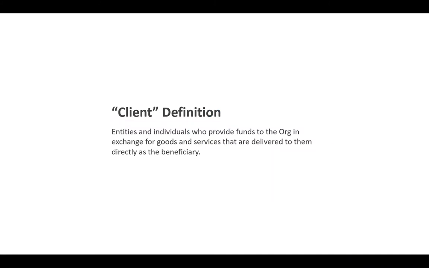First of all, as I said earlier, when you are starting with the journey documentation, you want to make sure that you define the group that the journey is going through. In this case, it's the client, entities and individuals who provide funds to the org in exchange for goods and services that are delivered to them directly as the beneficiary. This is a key term for the use case that I was discussing earlier because it differentiates a client from a funder. A funder would be someone that is providing funds to the org in exchange for goods or services that is delivered to another party or parties as the beneficiary. So that's a critical distinction.